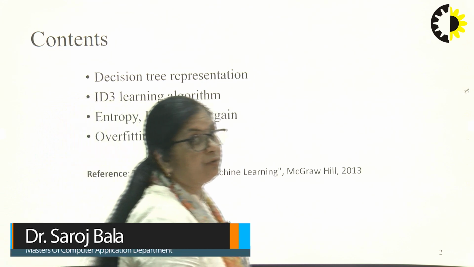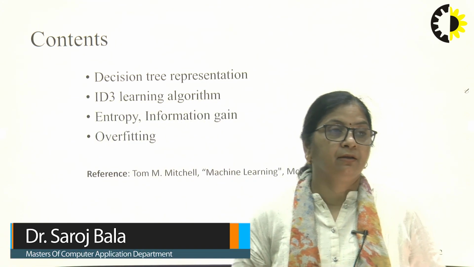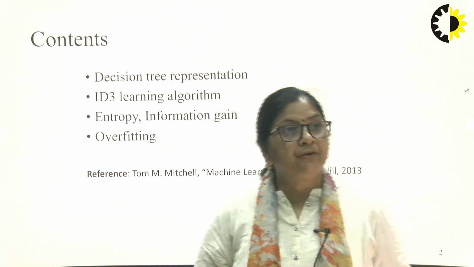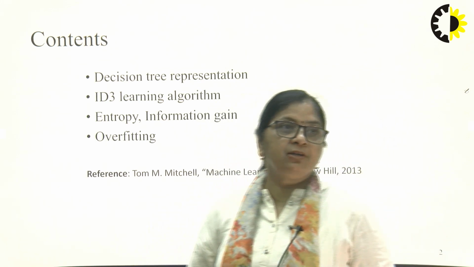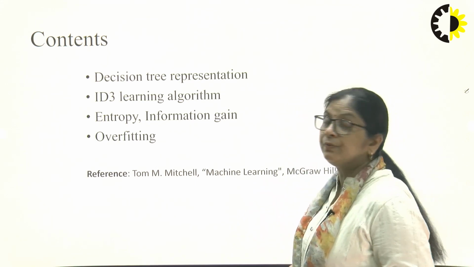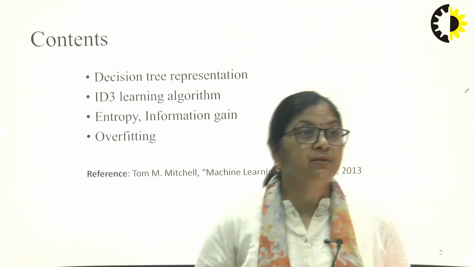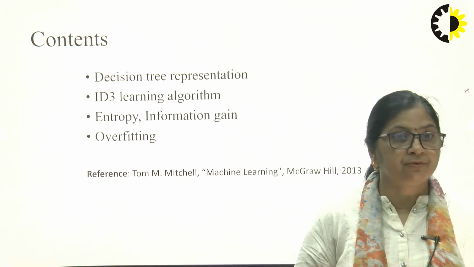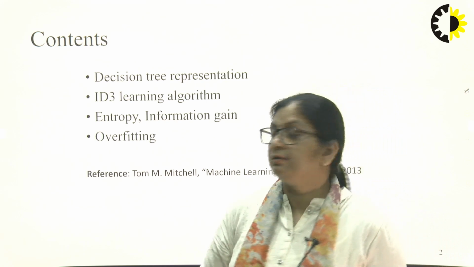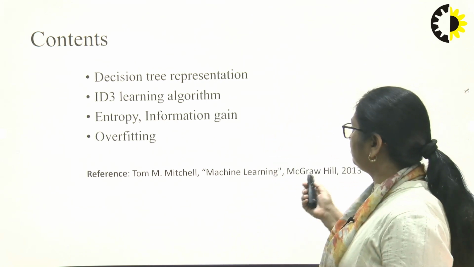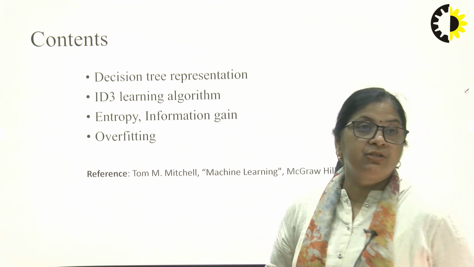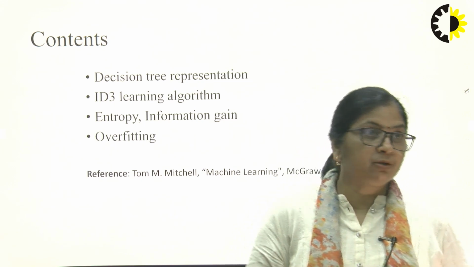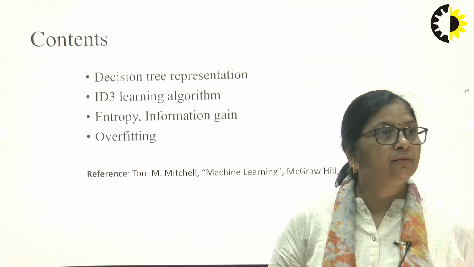So the contents we are going to cover here are decision tree representation, decision tree inductive learning, the ID3 learning algorithm, and this is based on the concept of information gain. So we'll talk about entropy and information gain. And the reference, I have taken all the material from the machine learning book by Tom Mitchell. So let us start with the concept of decision tree learning.